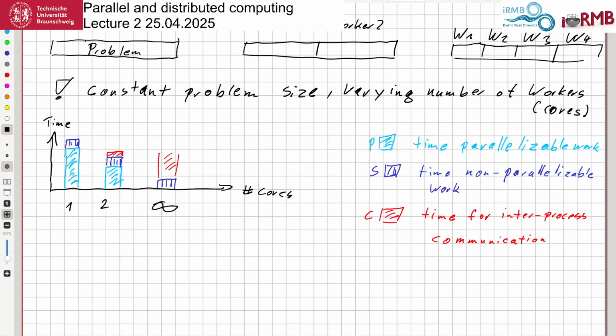So what we observe is that, say, the number of cores goes up, then we see the parallel part is going down, the serial part stays the same, and the communication part goes up. This is our observation.